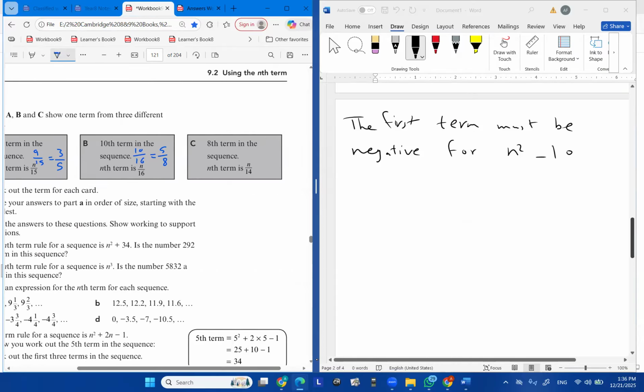Eighth term, 8 over 14. Simplest form is going to be divided by 2, going to become 4 over 7.